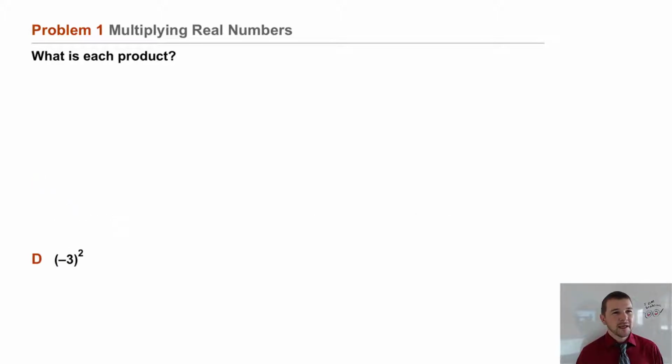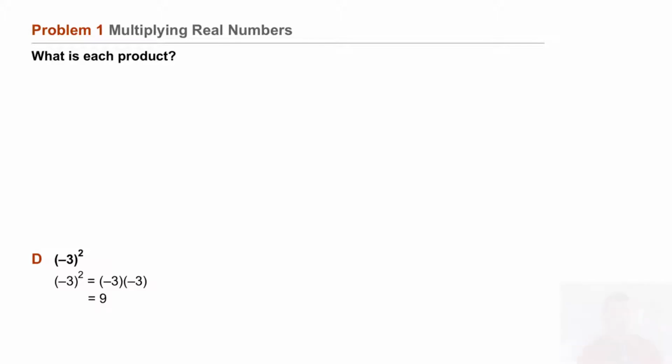Finally, part D, negative 3 squared. Well, remember, negative 3 squared is just negative 3 times itself. So we have two values being multiplied, both of them negative. Their signs match, which makes it a positive, and 3 times 3 is 9.